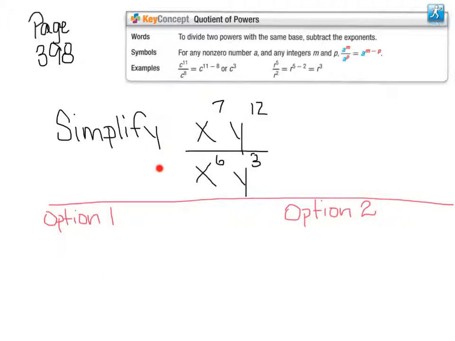what this means, what that fraction means, which is what I'm going to do with the first option. X to the 7th power means I have x multiplied by itself 7 times. And y to the 12th means y multiplied by itself 12 times.